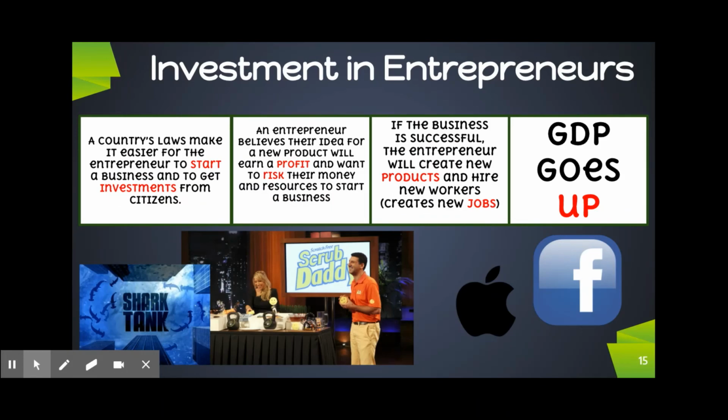The third way is to invest in entrepreneurs. And remember that an entrepreneur is someone who starts a business, comes up with an idea and starts a business. So the first step is a country's laws make it easier for an entrepreneur to start a business and get investments from citizens. An entrepreneur believes their idea for a new product will earn profit and wants to risk their money and resources to start this business. If the business is successful, the entrepreneur will create new products and hire new workers, which creates new jobs, and that means GDP goes up.